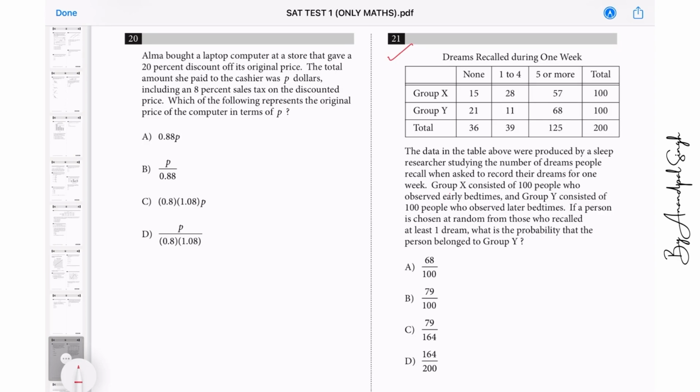later bedtimes. If a person is chosen at random, now this is important, if a person is chosen at random from those who recalled at least one dream, means these two, right? That means the denominator should be 139 plus 125, that is, it should be 164. What is the probability that the person belonged to Group Y? Now Group Y has these two, that is 11 plus 68, so that should be 79 over 164. It means C is the right answer.